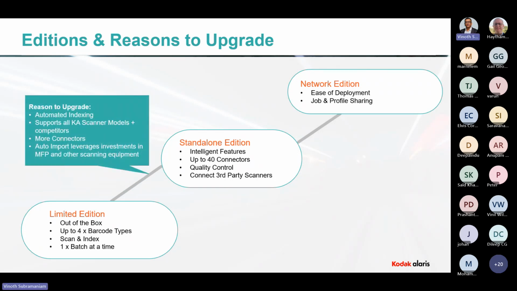So what is the purpose of upgrading from the limited edition to the standalone license? Why does the customer have to buy the KCP license? As I mentioned, it's automatic indexing. You can just create a zone, and based on the zone it will look for the value and automatically populate whatever information is available. It supports all the Kodak scanners and also competitor scanners. Some competitor capture software will not support other brands, for example Fujitsu will not support Kodak scanners, but we do support the competitor models. So that is another advantage.